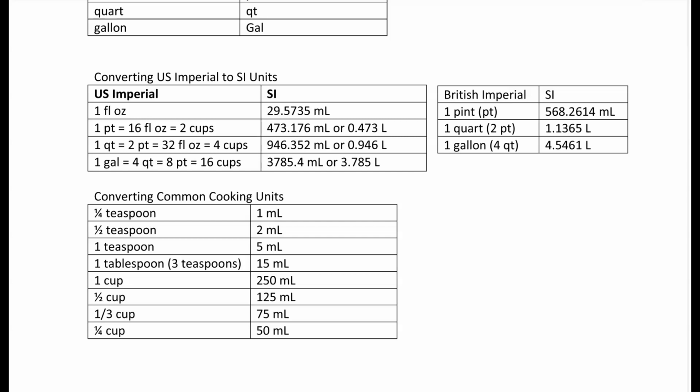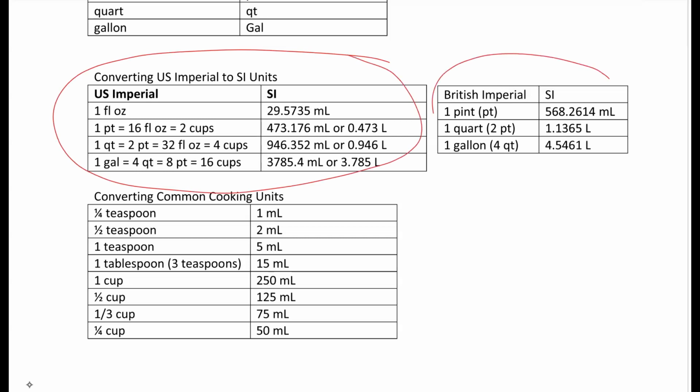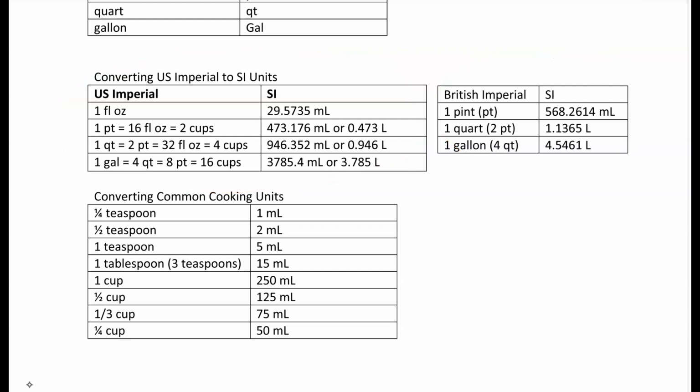Now, important though is we have the US and SI right here, and then we have our British Imperial and SI. So remember that those are going to be different. Depending on the question you're working with, pay attention. Is it talking about the British Imperial? Then you have to make sure you're using that table to calculate the value correctly.